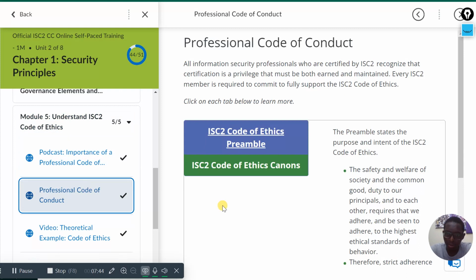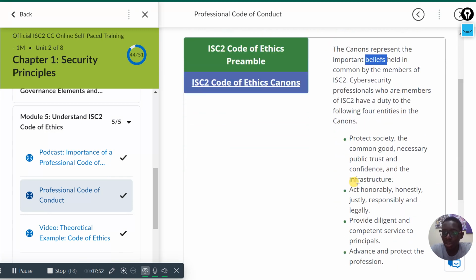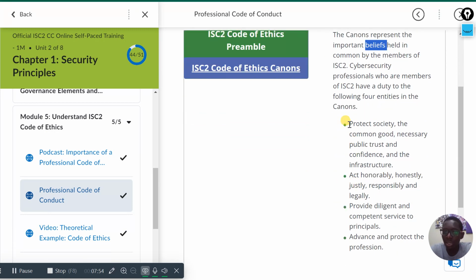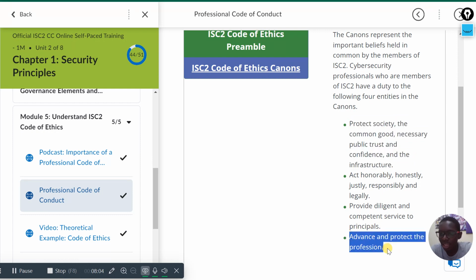This is the Code of Ethics canons. Those are the beliefs held by the ISC2. The very first thing you see there is to protect society. Society is the users, public trust and everything. The last one there is to protect the ISC2 profession, right? So please don't make the mistake. ISC2 is more like the last thing you protect according to the ethics.